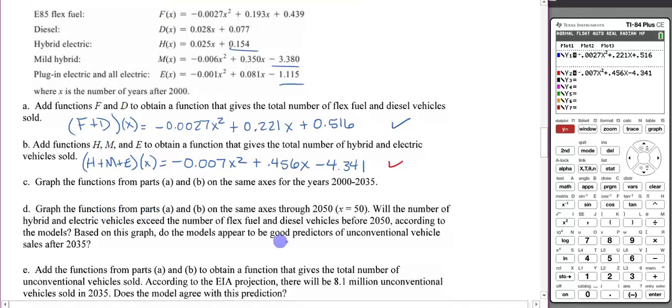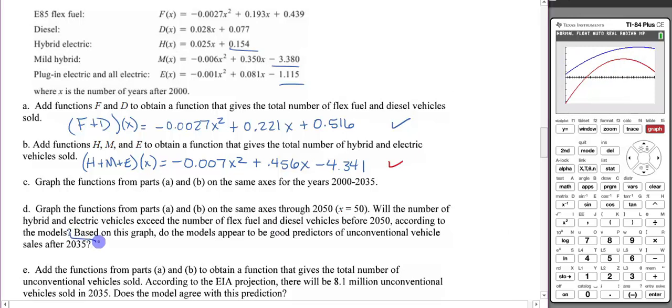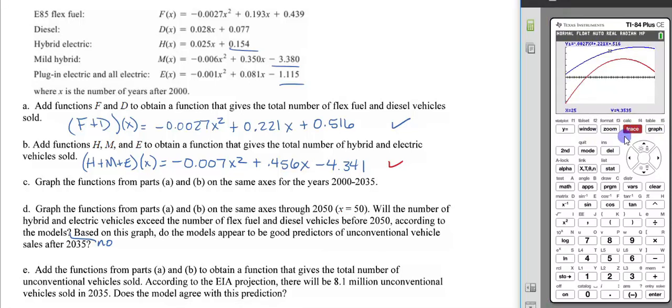So they want to know, will the number of hybrid and electric vehicles exceed the number of flex fuel and diesel vehicles? Will the red be higher than the blue before 2050? And we see the red is always lower than the blue. So we'll have to say no. Now, based on this graph, do the models appear to be good predictors of unconventional vehicle sales after the year 2035? After 2035, let's do a trace here.